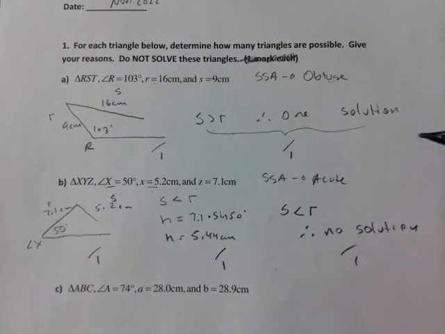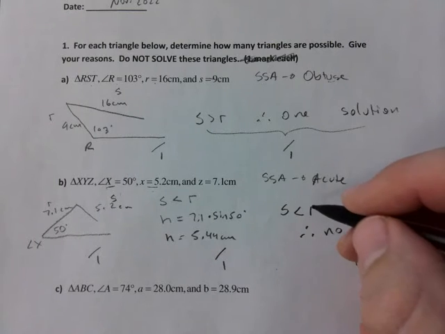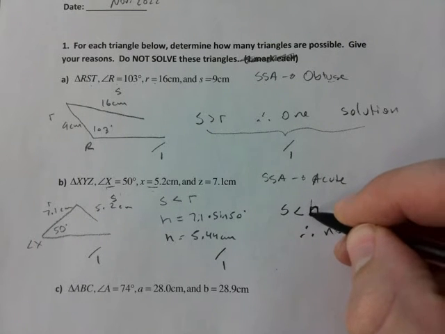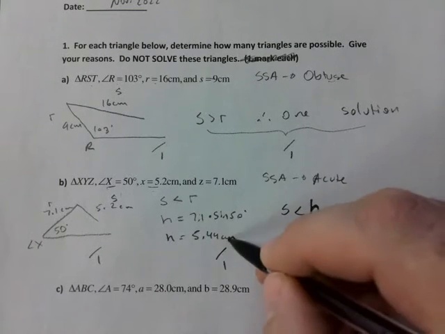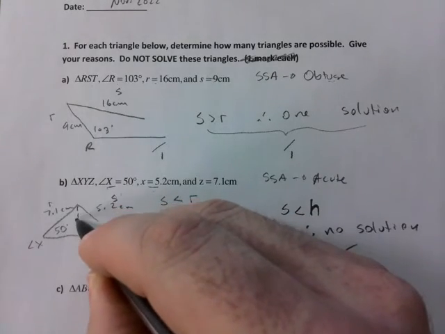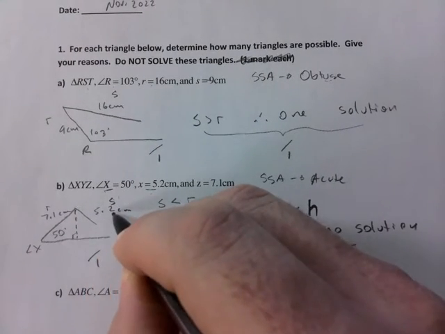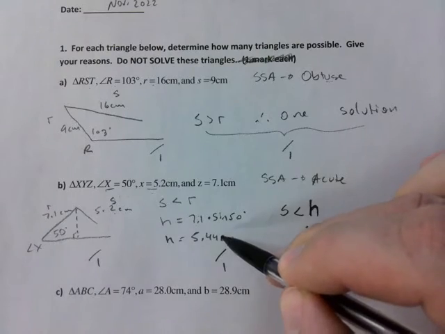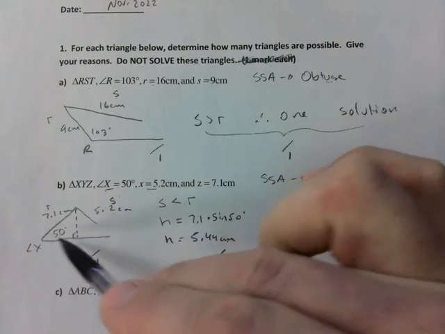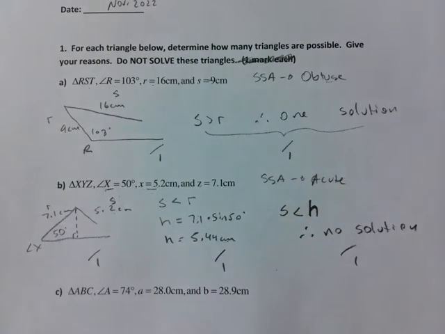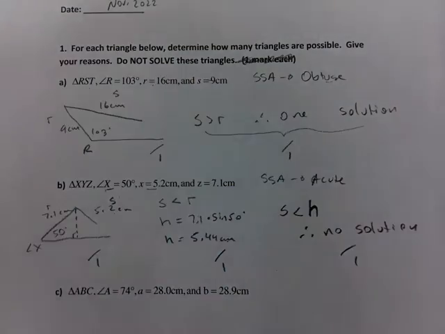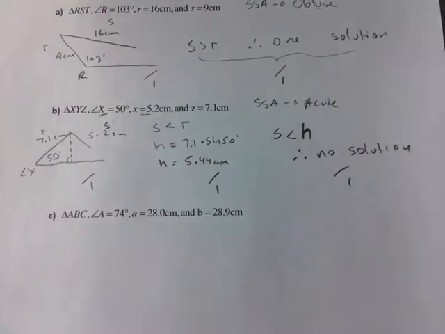Oh, yes, it's the height, sorry. Good catch, because I'm comparing it to the height, that's right. This is what I'm comparing it to. And so this is 5.2 versus 5.44, which is the height. So this is just going to swing and not close, right? Good catch. So 3 marks for that one.